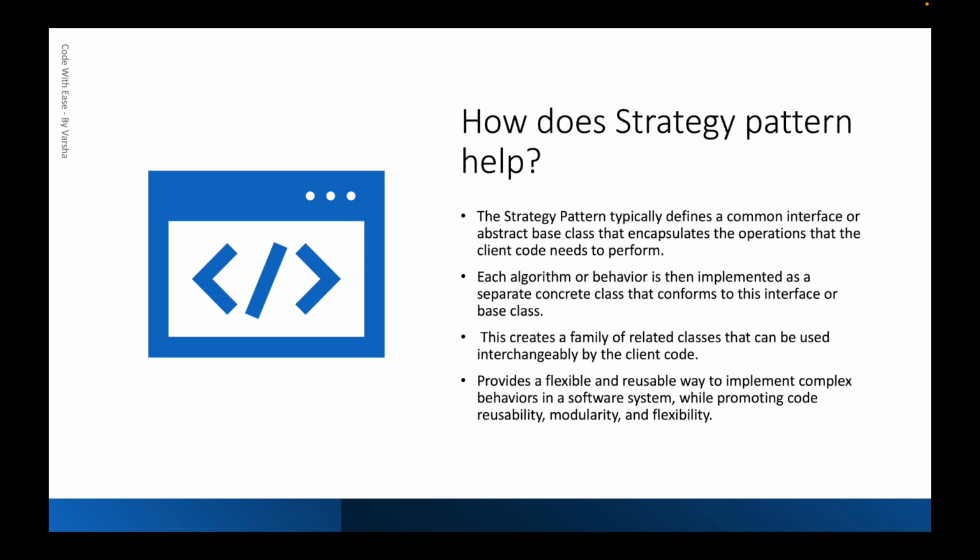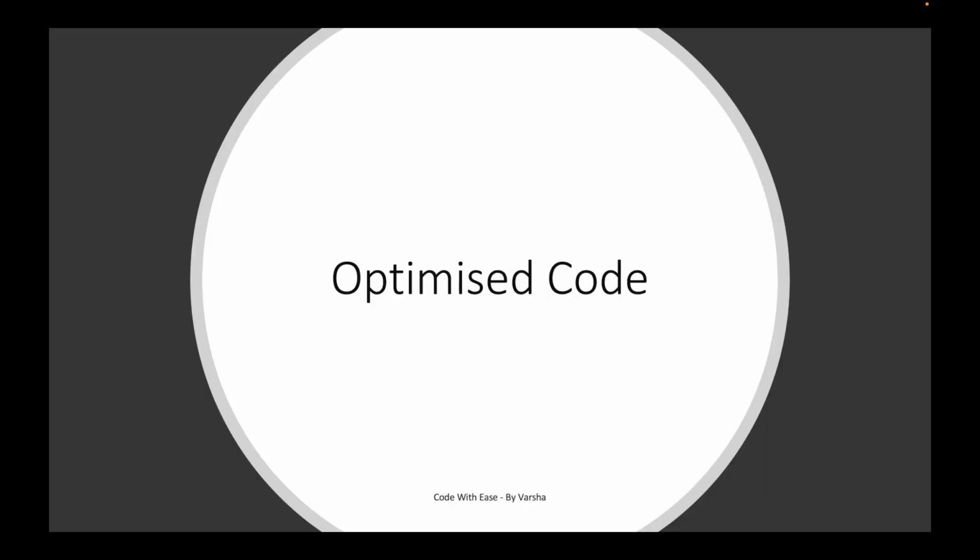And finally, this is going to give us a more flexible and reusable way to implement complex behaviors, because we can add a new strategy whenever we want, because now it is a concrete class. We're going to see that in the code. We can remove a strategy whenever we want. It's not an issue anymore. Now let's see what the optimized code looks like by applying the strategy design pattern.